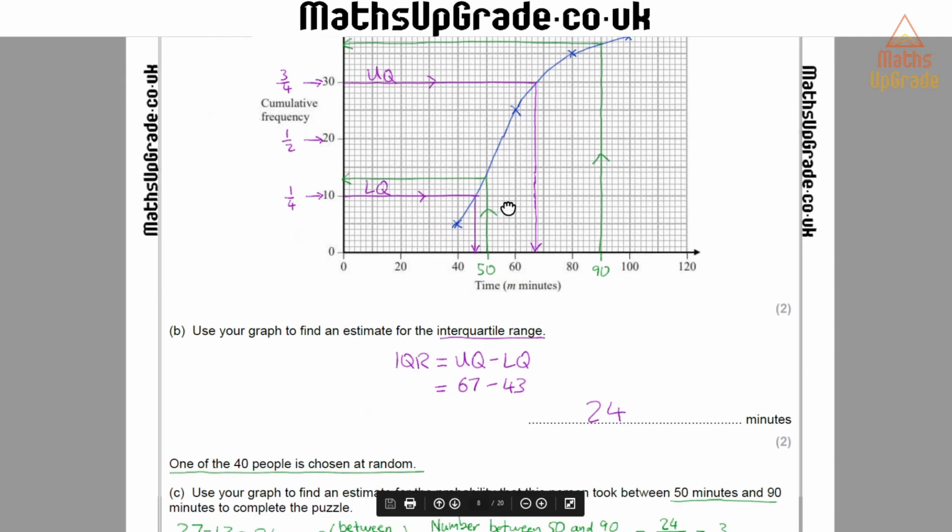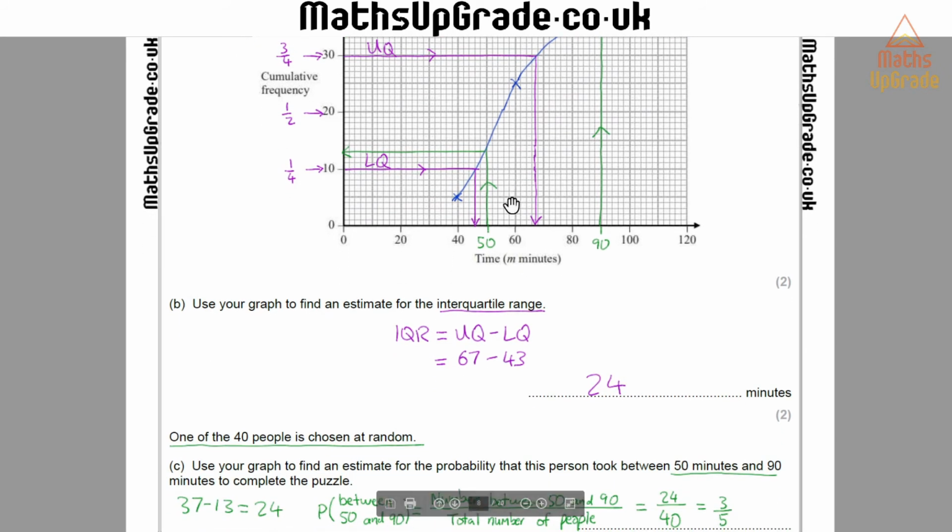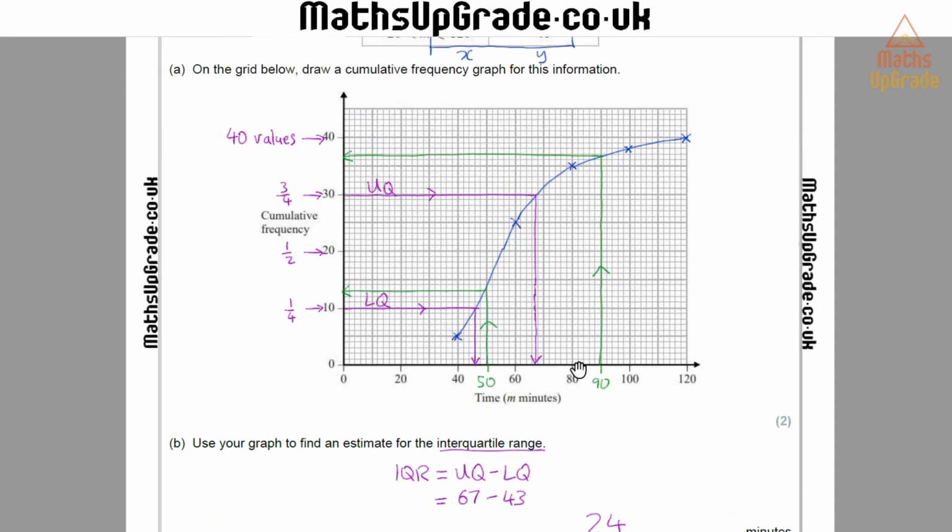In the last part of the question, I'm told that one of the 40 people is chosen at random. I need to use my graph to find an estimate for the probability that the person took between 50 minutes and 90 minutes to complete the puzzle. So between 50 and 90 minutes, the minutes is along the bottom here, so I need to go up from 50, go across and read off how many people that represents. So that is about 13. Similarly for 90, so 90 minutes was 37 people.